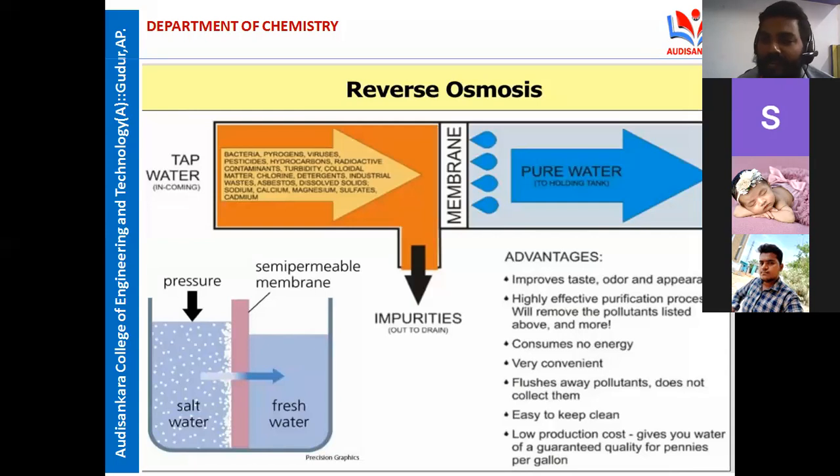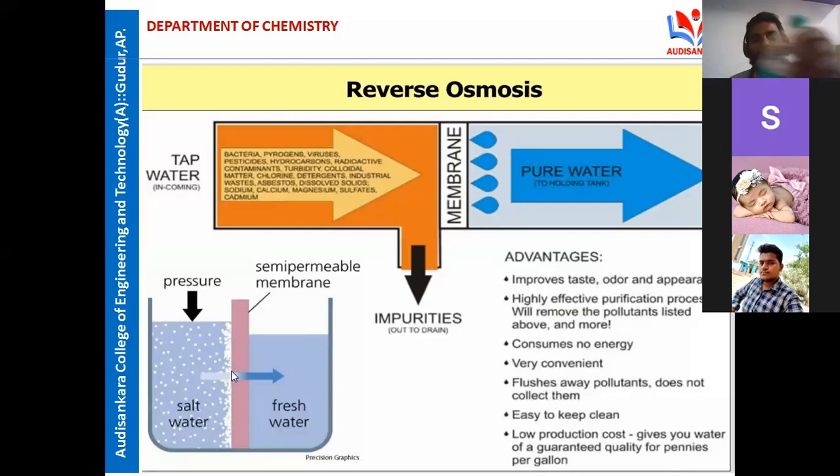Because impurities are completely removed by this method. But RO water is also not very good for health. That's why the upgrade, mineral RO, is the best for drinking. Why? Because mineral RO allows some essential minerals in the water, so it is mineral water.